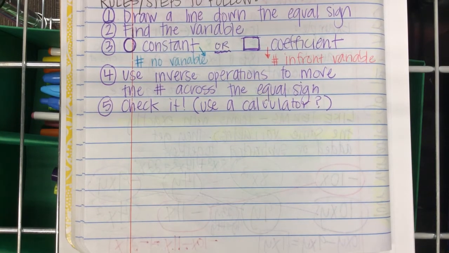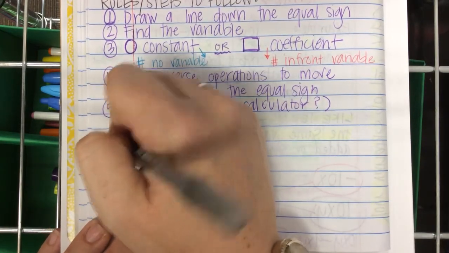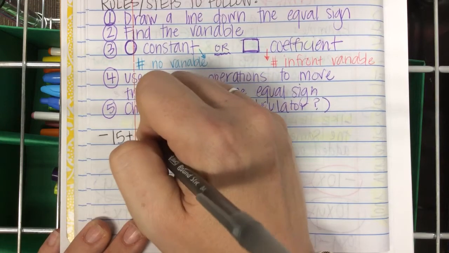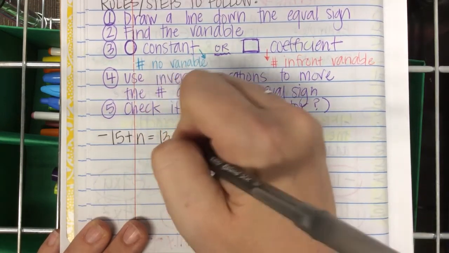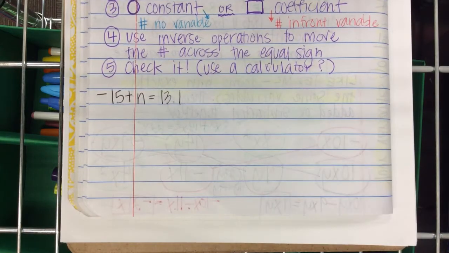Ready? Practice. Write down the problem. Negative 15 plus n equals 13.1. Negative 15 plus n equals 13.1. Who can tell me step number 1? What is it, BB? Perfect. Draw a line down the equal sign.